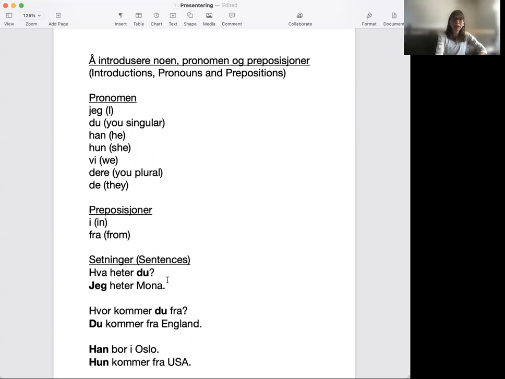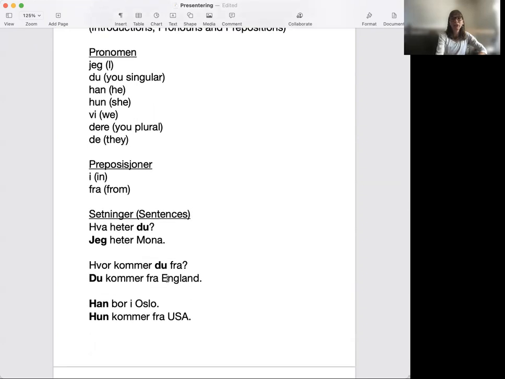Okay, so here are some sentences. The good thing in Norwegian with the verbs, when we ask what their names are, is that we don't change the verb. The verb stays the same no matter which pronoun you use, which is nice. So if I'm going to ask you what your name is, I would say, hva heter du? Notice here, an H in front of a V is always silent. Hva heter du?